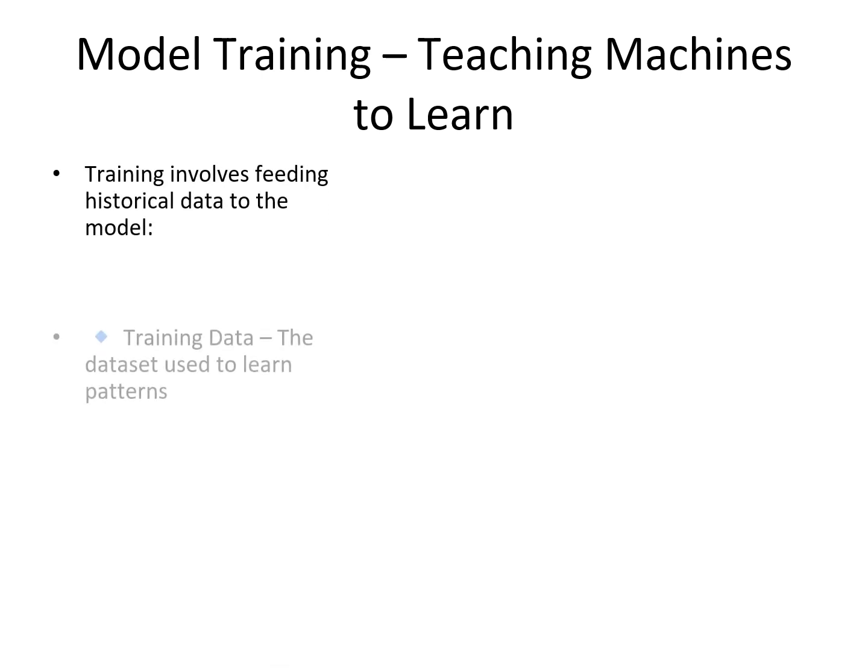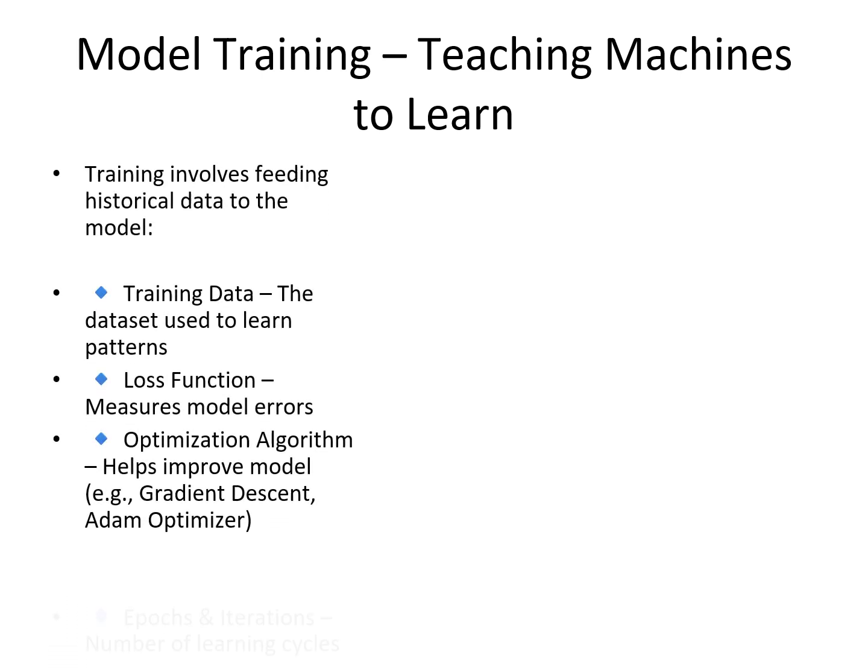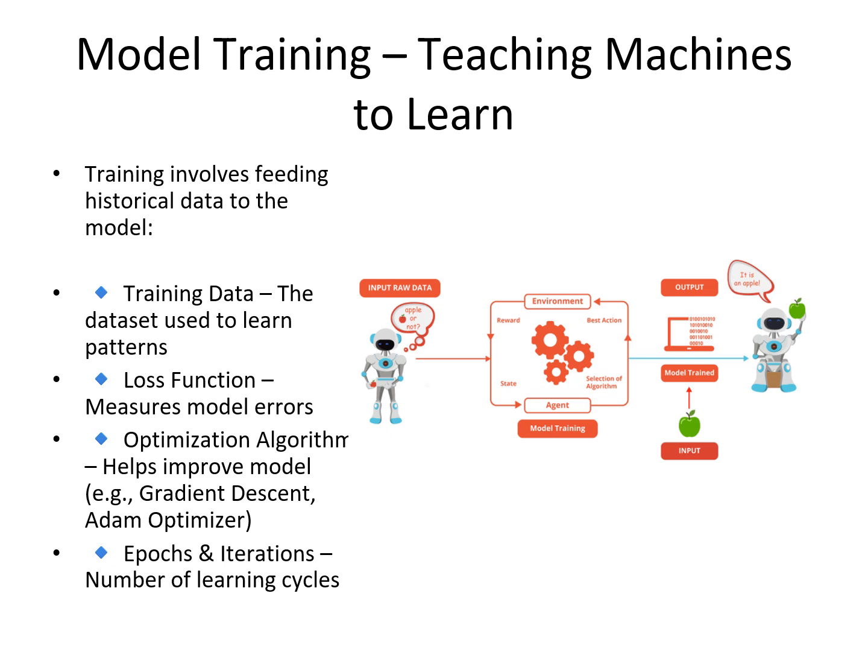Alright, we have chosen a model. Now it's time to train it. Training means feeding the model with data so it can learn patterns and make accurate predictions. But how does it actually learn? Let's break it down. First is training data, the historical data we provide to train the model. Second is the loss function, the model's way of measuring mistakes. Third is the optimization algorithm. It helps the model improve, like gradient descent and Adam optimizer. Fourth is epochs, the number of times the model learns from the data.